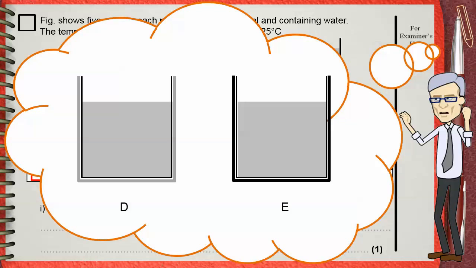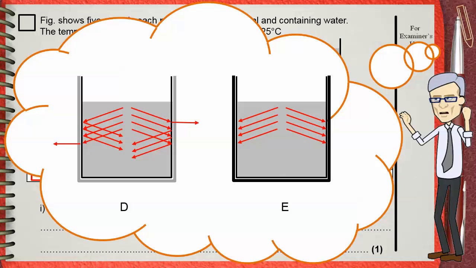The hot water inside D will keep its heat because of the shiny reflecting surface, so only a small amount of heat can be radiated and emitted outside. But let's have a look at E. The black surface of E is a bad reflector, so very little heat radiation will be reflected back and a lot of heat will escape by radiation.